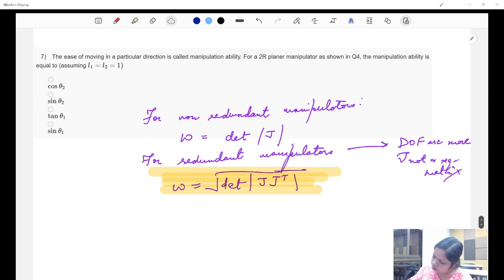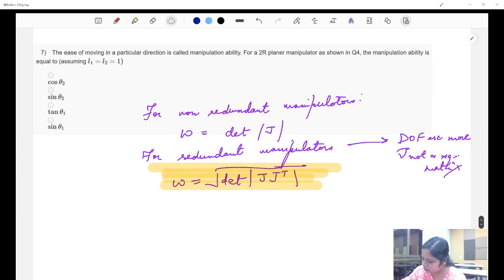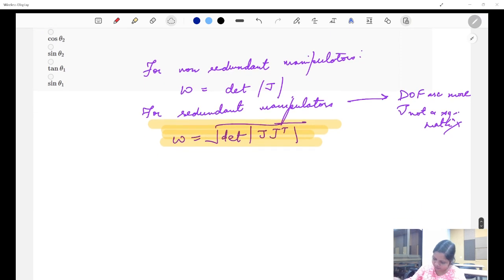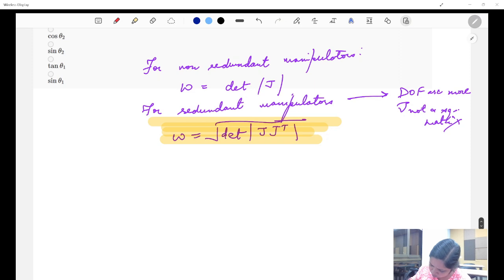For non-redundant manipulators, your manipulability is given by W is equal to the determinant of J. For the two-link manipulator that we had, I think it is now settled in your mind that you are supposed to differentiate. You had an expression for x as a function of theta 1 and theta 2, and y as a function of theta 1 and theta 2, and you partially differentiated them with respect to theta 1 and theta 2. You got a matrix, and that matrix is called the Jacobian.